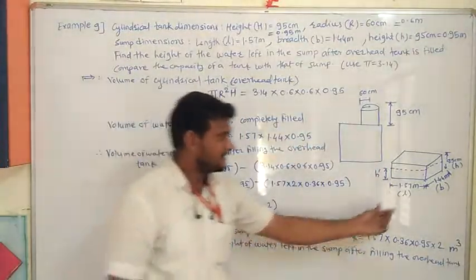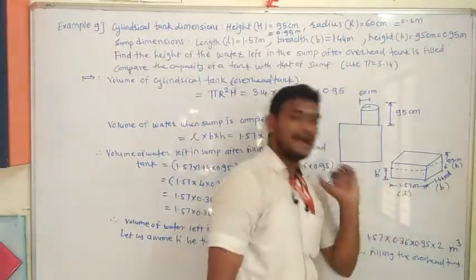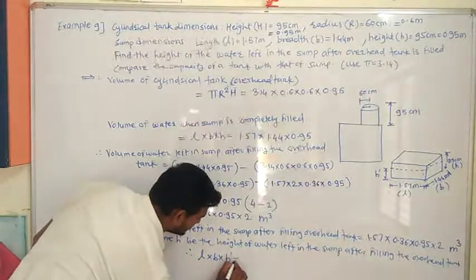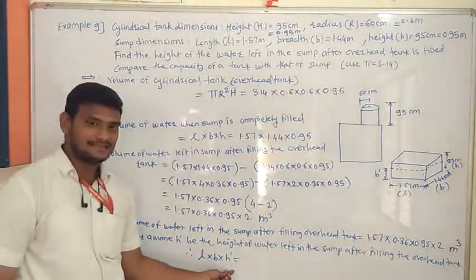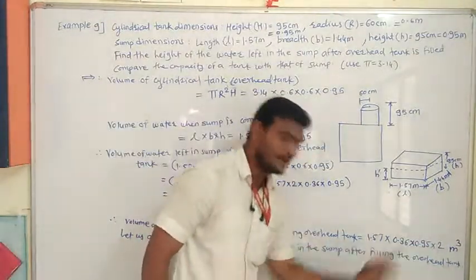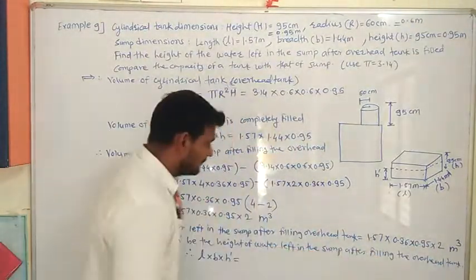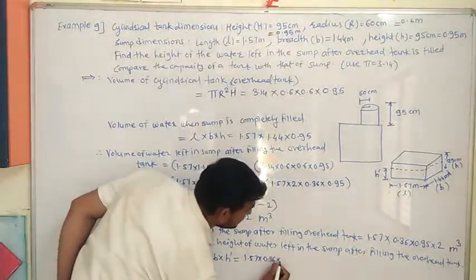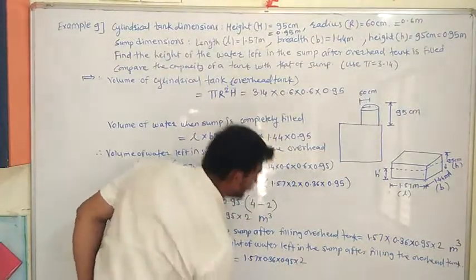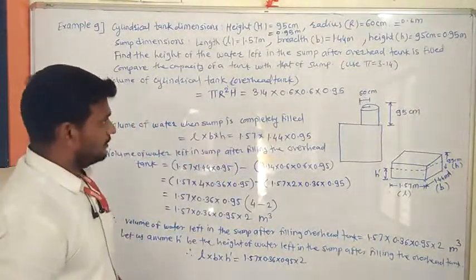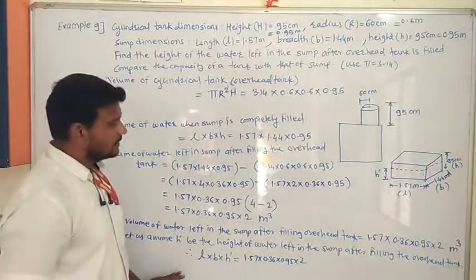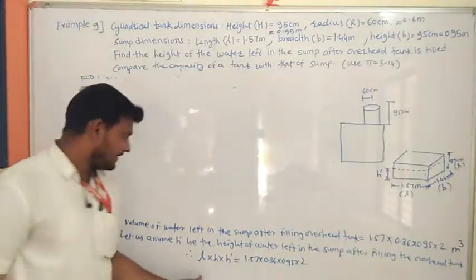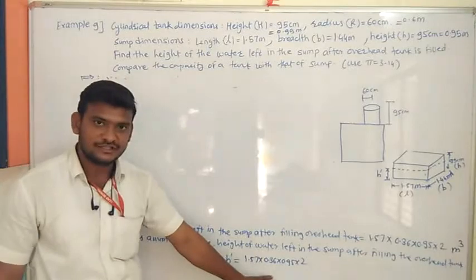Therefore, can we equate? Here length remains the same, breadth remains the same, only height will change. Therefore, length into breadth into height H dash is equal to, can we write this much volume? Because this much volume is left here, which is equal to 1.57 into 0.36 into 0.95 into 2 into 2. Now there is no space. Up to this, copy down. After this, I will explain. Now see here we got L B into H dash is equal to this much amount.